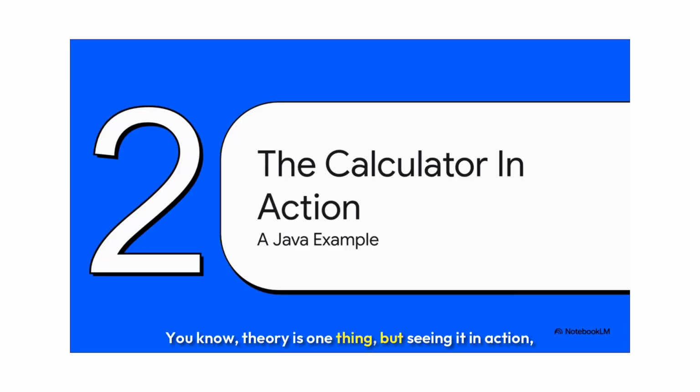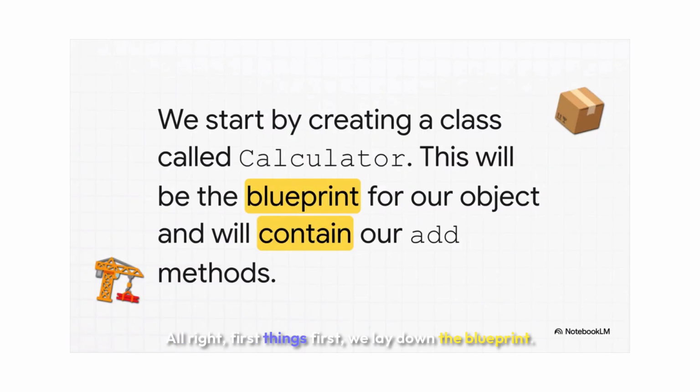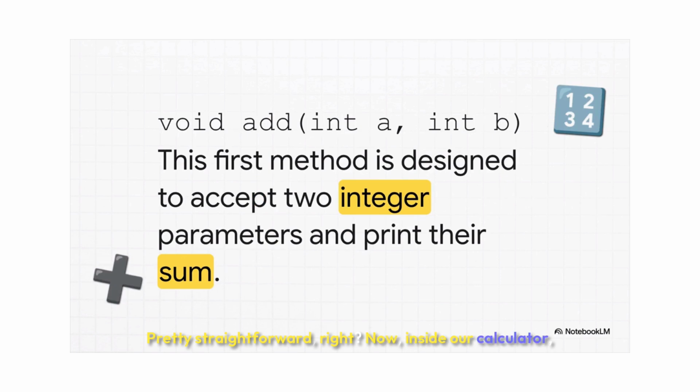Theory is one thing, but seeing it in action, that's where it really clicks. So the best way to get this is to just build something. Let's put together a really simple calculator class and see how method overloading works in the real world. All right, first things first, we lay down the blueprint. We just declare a class called Calculator. Think of this as the main container that's going to hold all of our different adding functions.